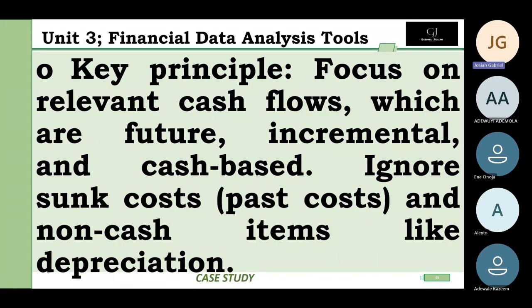So the key principle for decision making involves focusing on relevant cash flows. Relevant cash flows are the cash flows that are coming in for those years. And they are futuristic, of course, and they are incremental. And they may also be cash-based. But in every question, you must ignore sunk cost, that is past cost. And non-cash items like depreciation should be ignored. And in most of the past questions you see, you hardly see questions on sunk cost. In fact, it has never featured, or depreciation.